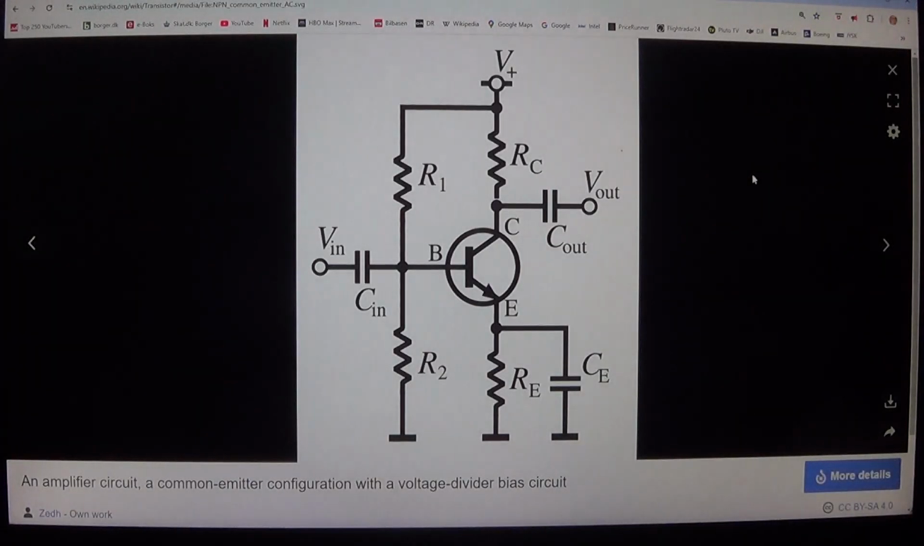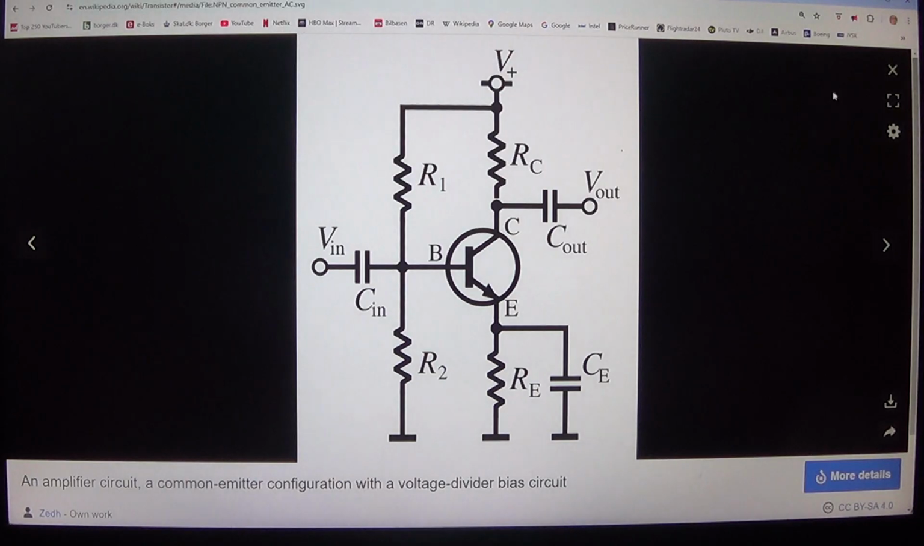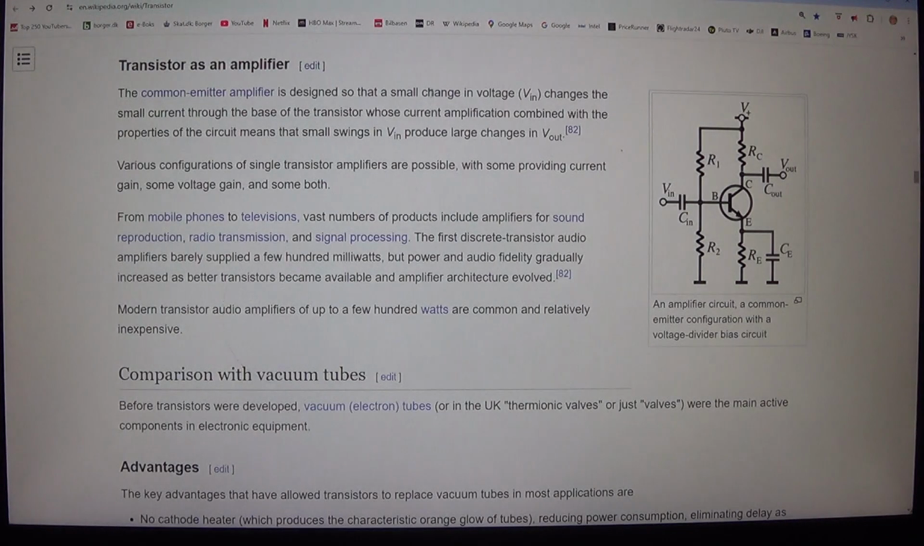The common emitter amplifier is designed so that a small change in voltage, VIN, changes the small current through the base of the transistor whose current amplification combined with the properties of the circuit means that small swings in VIN produce large changes in VOUT. Various configurations of single transistor amplifiers are possible, with some providing current gain, some voltage gain, and some both.